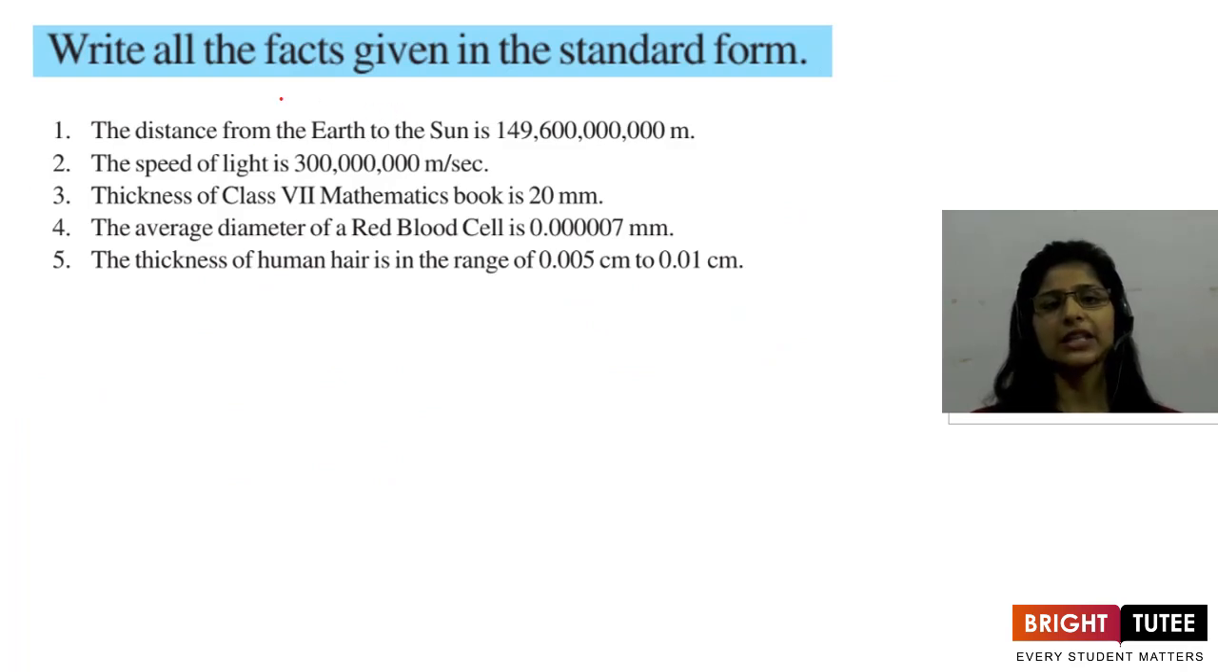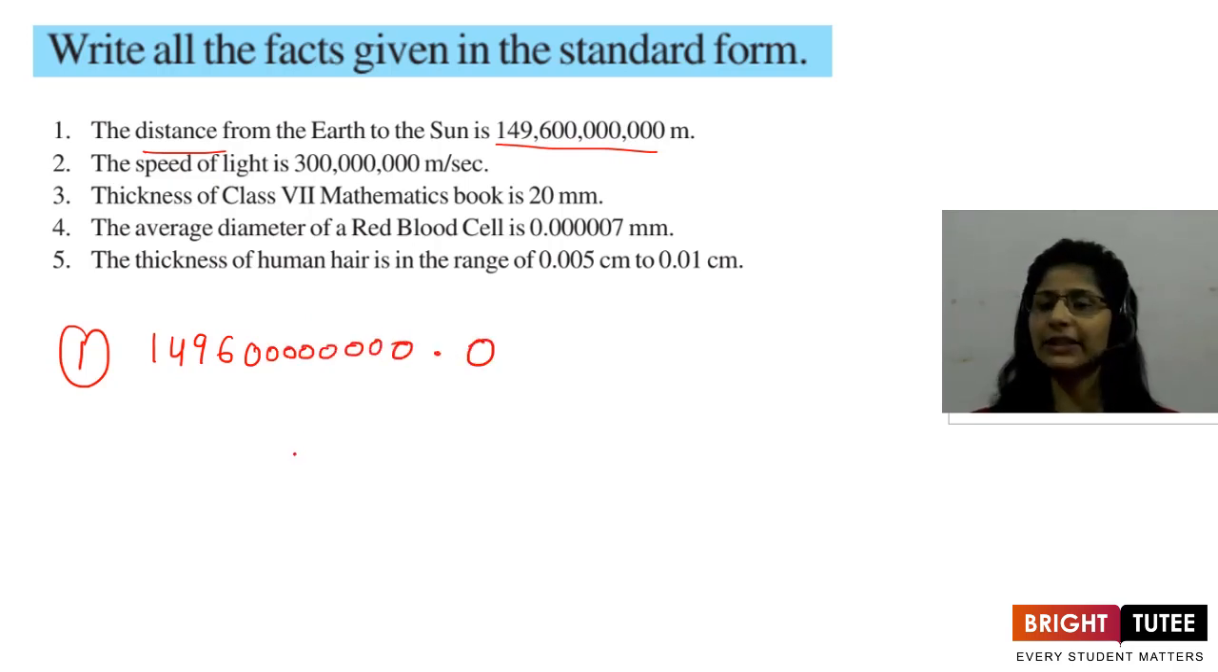Now we can move next. Just see, we have to write all the facts given in the standard form. The first one, distance from Earth to the Sun is this much. So in the first part, we have 1496. And how many zeros? 3 and 3, 6 and 2, 8. So I can put a decimal here. The number is difficult to read out.